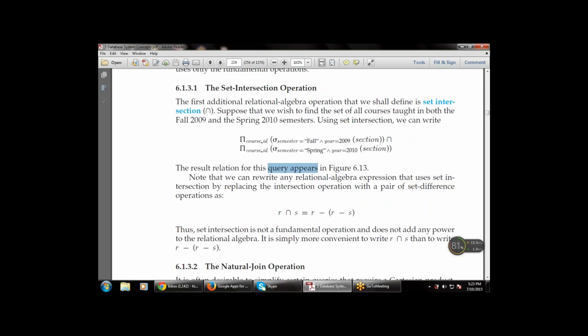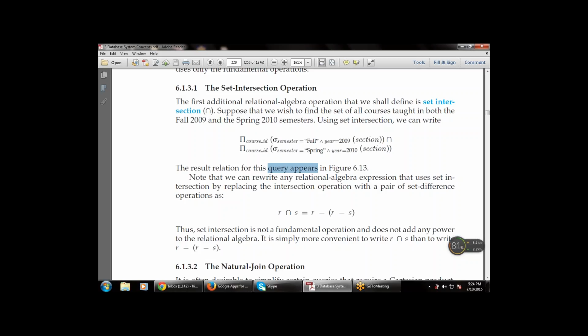Note that we can rewrite any relational algebra expression that uses set intersection by replacing the intersection operation with a pair of set difference operations. Whenever we use R intersection S, that is equal to R minus (R minus S). Therefore, set intersection is not a fundamental operation and does not add any power to the relational algebra. It is simply more convenient to write R intersection S than to write R minus (R minus S).